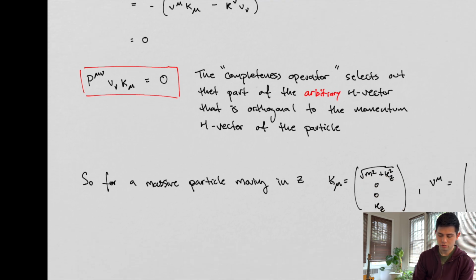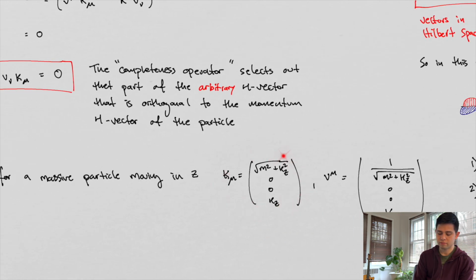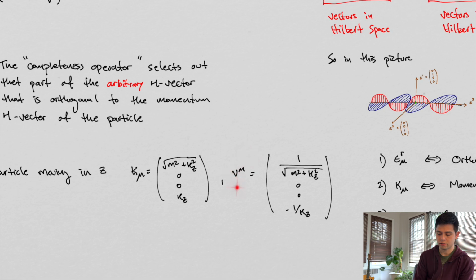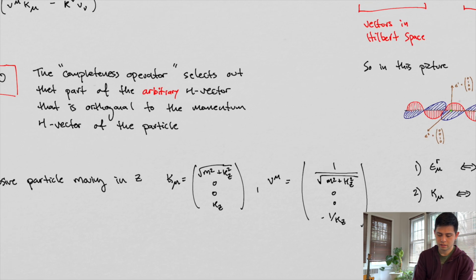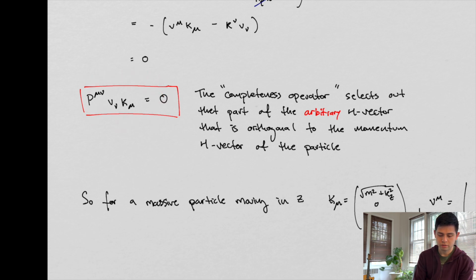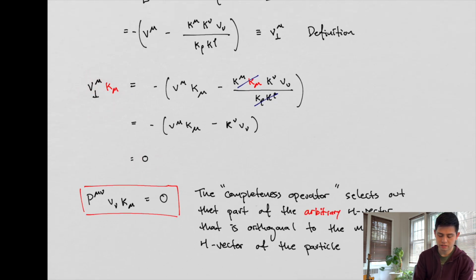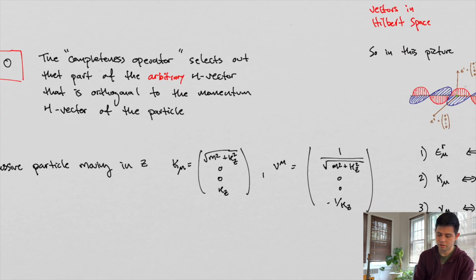And so, for a massive particle moving in the z direction, our momentum 4 vector looks like this. Our arbitrary 4 vector, therefore, has to look like this, right? Because when we do this, we're going to see that this must equal 0. So this times this has to equal 0. In order for that to happen, this is going to be 1, 0, 0, and then this has to be minus 1. So this guy times this guy is going to be minus 1. That's how we're going to get 0. So this is what that arbitrary 4 vector looks like, okay?